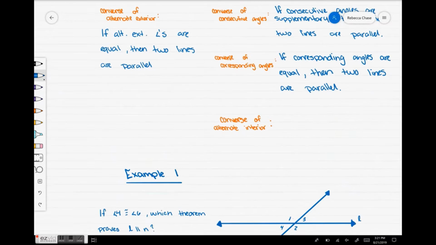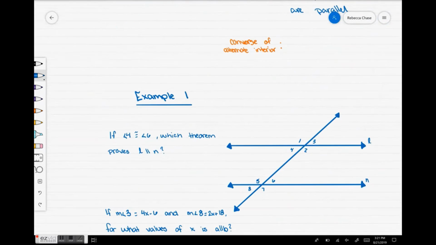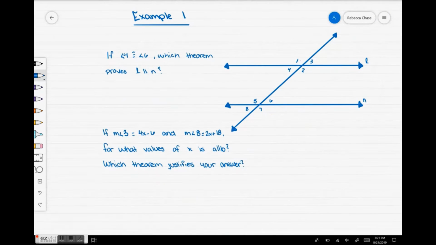All right, so did I already do interior? Yeah, I don't know why that's written there. Okay, so we're just going to skip over that. So what we're going to do is look at this and ask, how can we use these? So this tells me if angle 4 is congruent to angle 6, which theorem proves that L is parallel to N?